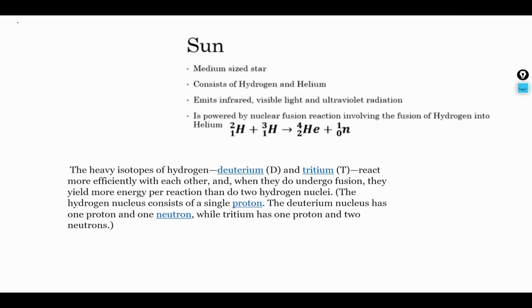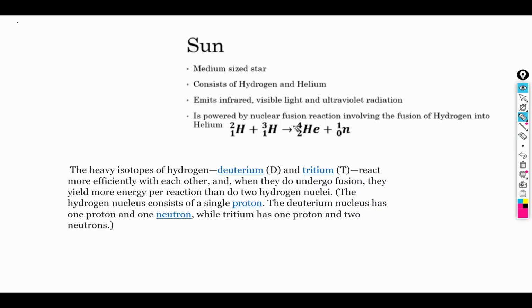So it's about the Sun. As we have discussed the formation of star in our previous video, the Sun is one of the medium-sized stars, and it consists of hydrogen and helium. Here we have discussed that hydrogen combines together to form helium, and as a byproduct it produces lots of energy. So it emits infrared, visible light, and ultraviolet radiation, that all of us know.